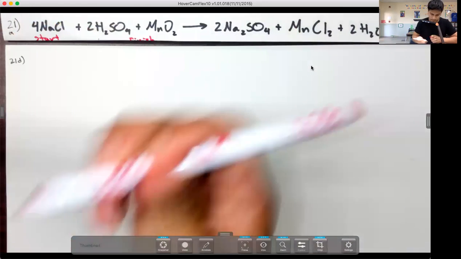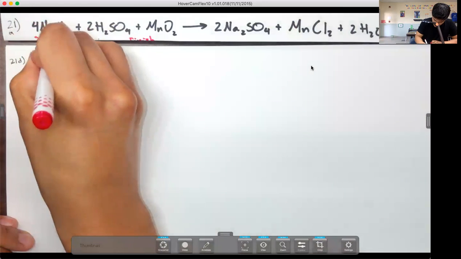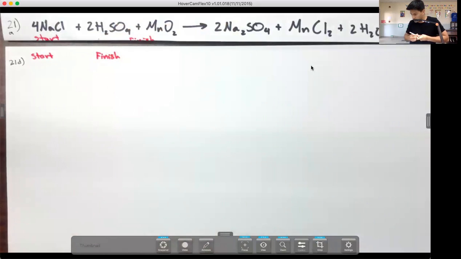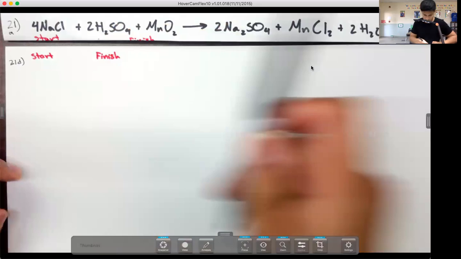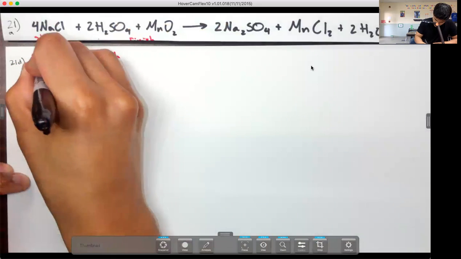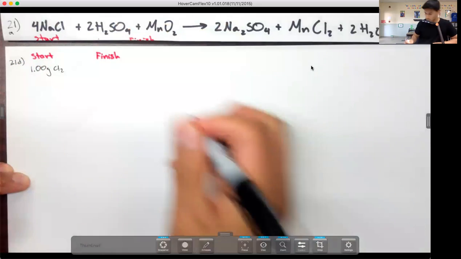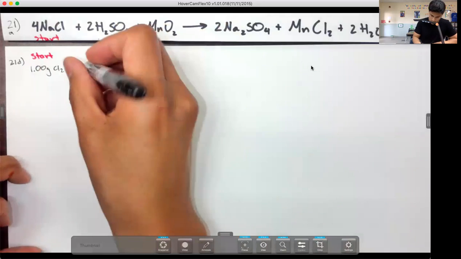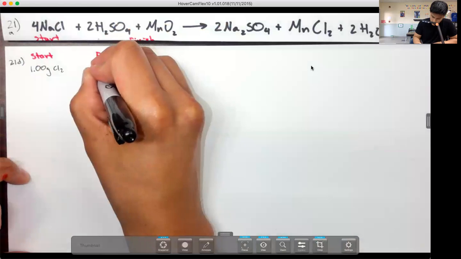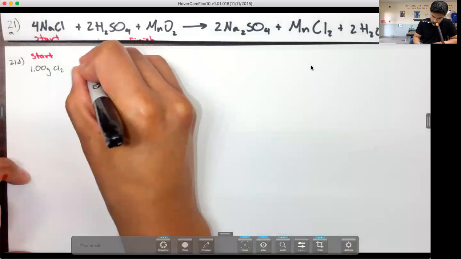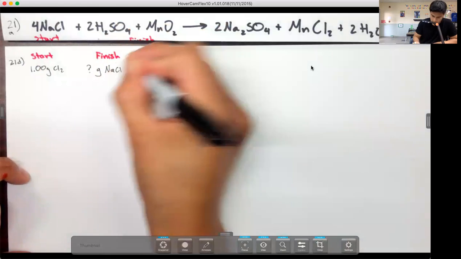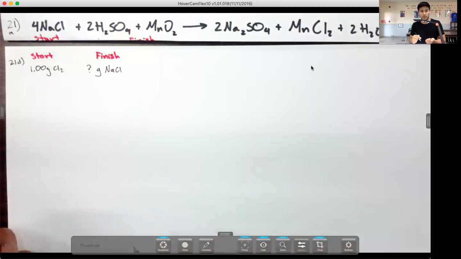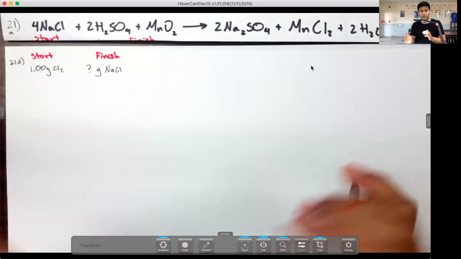Do we start with the 1.00 grams of Cl2? Okay, and what are we finishing with? You're going to end with, we don't know how many grams of NaCl. Exactly. Good. Grams of NaCl. So this looks very, very similar to the first problem we did, right? Yes. Except what is different about this one?